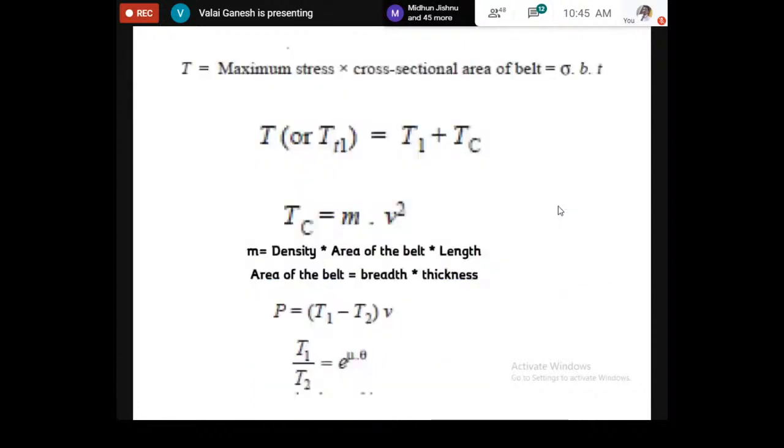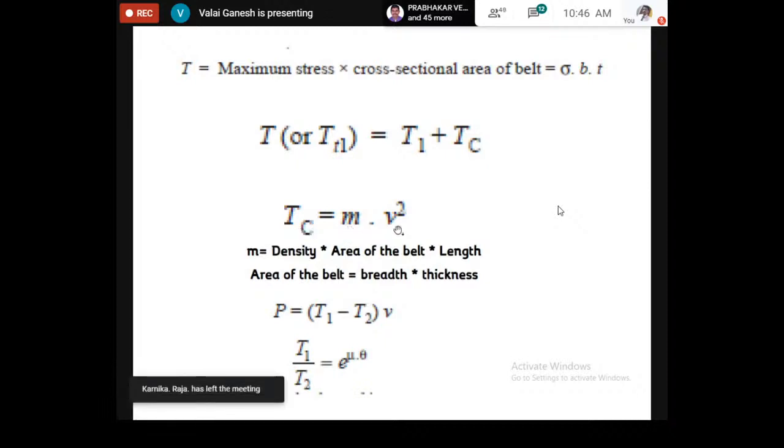Okay, so this is the formula for you, which I forgot to add in my presentation. Capital T, or maximum tension, equal to stress into breadth into thickness. Sigma is called the stress induced in the belt, B is called the breadth of the belt, and t is called the thickness of the belt. Capital T is called T max. T max equal to T1 plus TC.